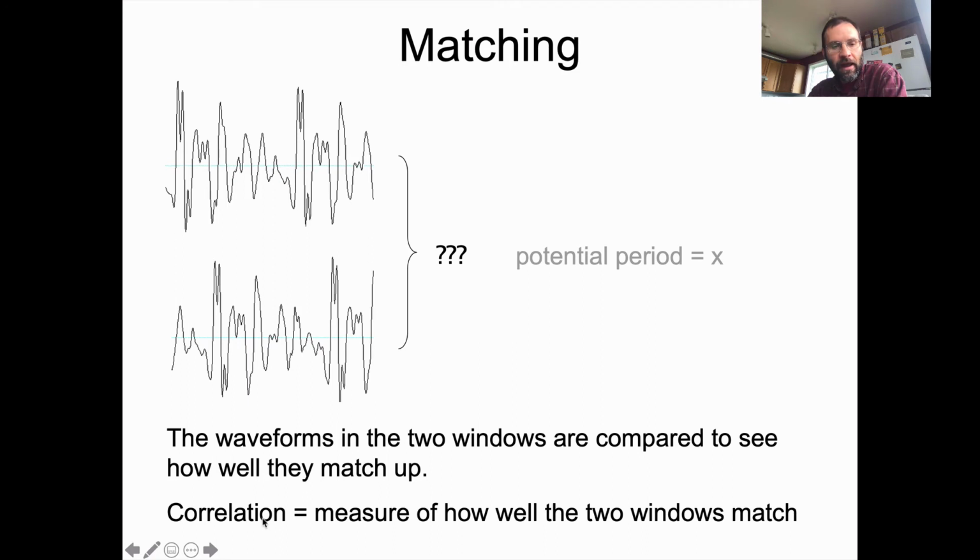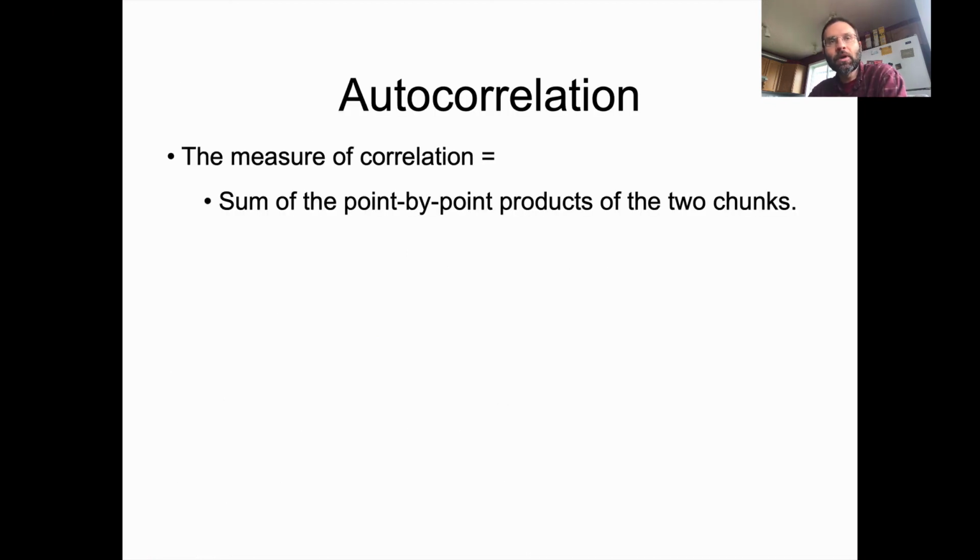And we're going to figure out how well the timing works by developing a measure of what's called correlation, how well the two windows match with one another. So specifically, we're going to use a measure called autocorrelation, or at least this process is known as autocorrelation. Auto means self in ancient Greek, and correlation is just two things that relate to one another. We're matching the waveform up with another part of itself. That's why we call it autocorrelation. And the specific measure we use is the point by point, or the sample by sample, products of the two chunks.